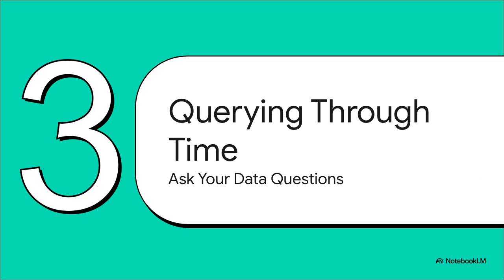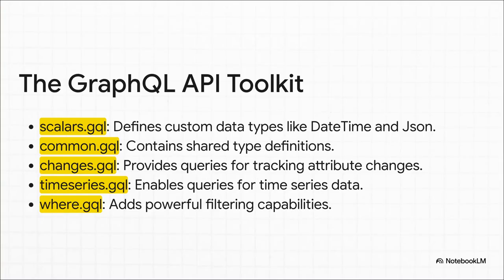All right, so we built this amazing historical graph. Awesome. But how do we actually use it? This is where the whole thing really comes alive, allowing you to ask incredibly detailed questions about your data's past. This is where you, the developer, get to play. You interact with all this amazing data through GraphQL, and Aurora hands you this really powerful toolkit to get the job done. It gives you specialized schemas like changes.gql to track attribute history and timeseries.gql for time-based analysis. This makes your queries not just powerful, but also predictable and honestly pretty easy to write.